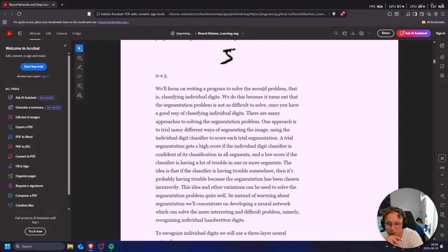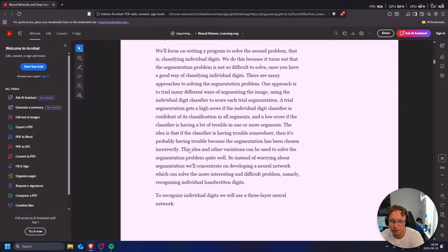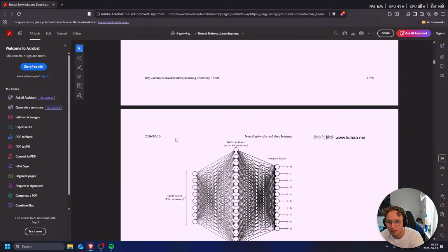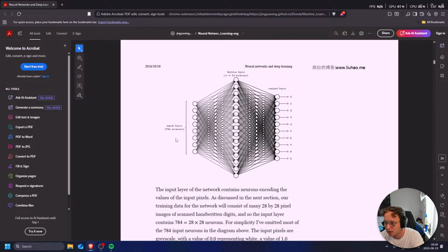So instead of worrying about segmentation, we will concentrate on developing a neural network which can solve the more interesting and difficult problem, namely recognizing individual handwritten digits. To recognize the individual digits, we will use a 3-layer neural network, which is basically looking like this. I'm gonna go back and paint this on my paper later. But for now, let's just carry on.